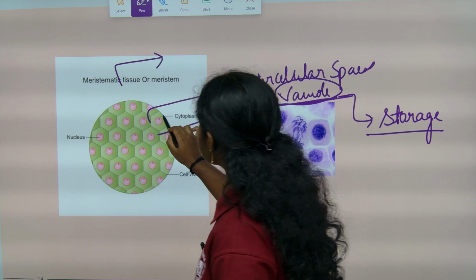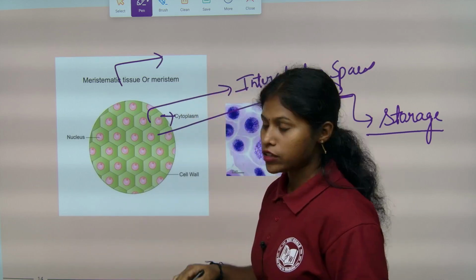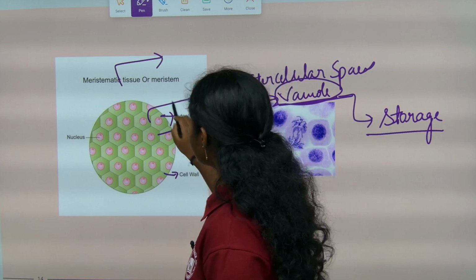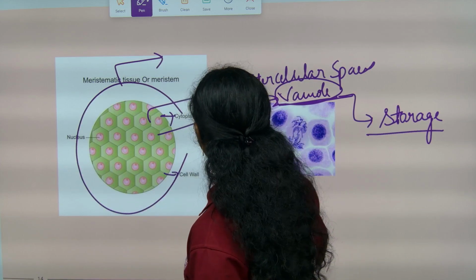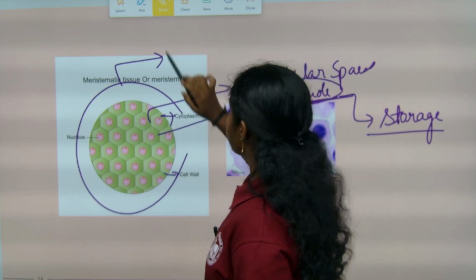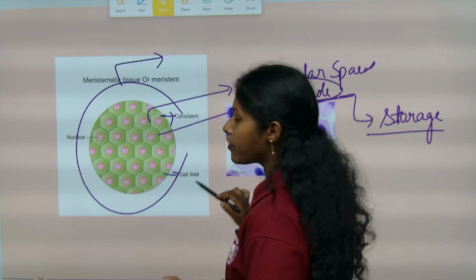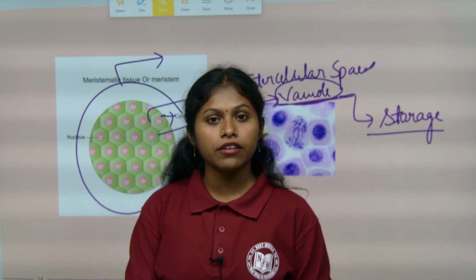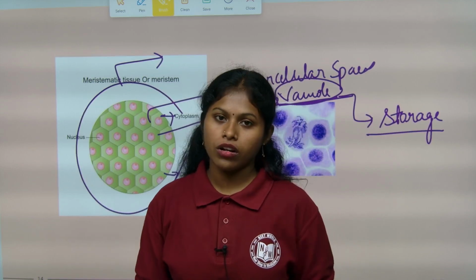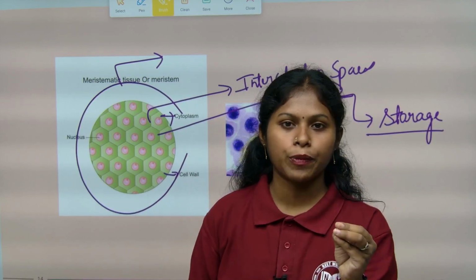And they have a thin cell wall made up of cellulose, right, children? And they most prominently have cytoplasm. What is the function of the cytoplasm, children? In the dividing of cells, the cytoplasm plays a very key role. That is why they have dense cytoplasm.